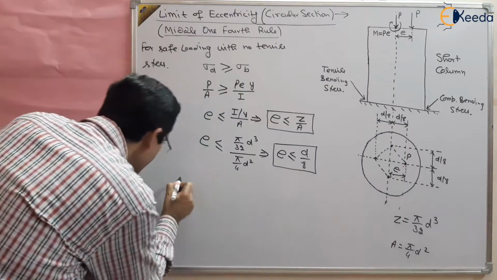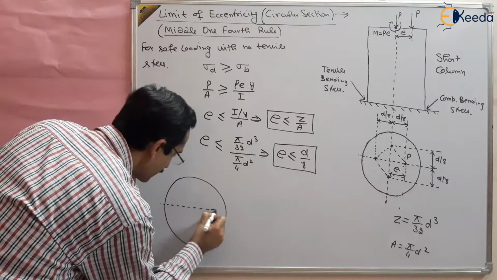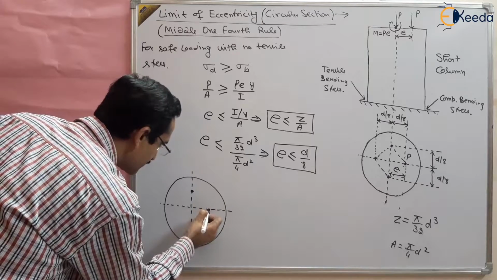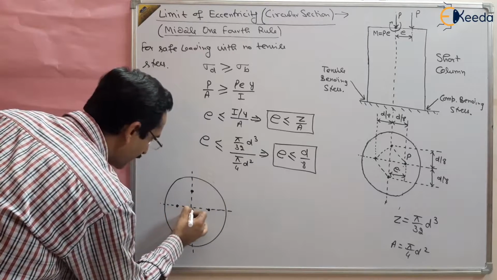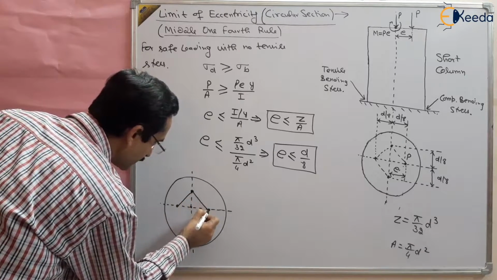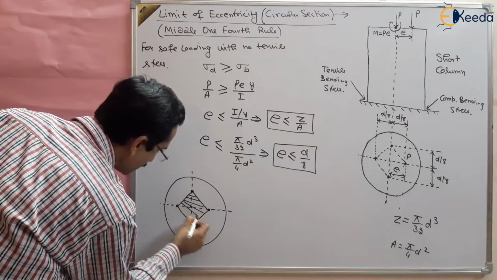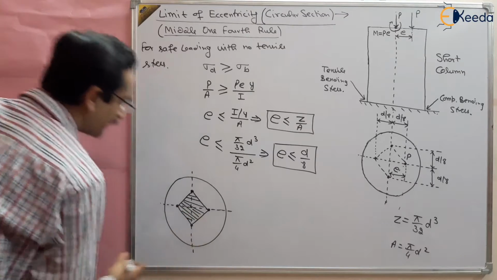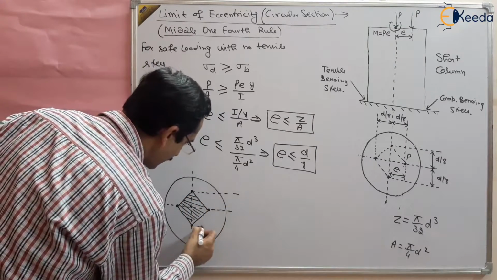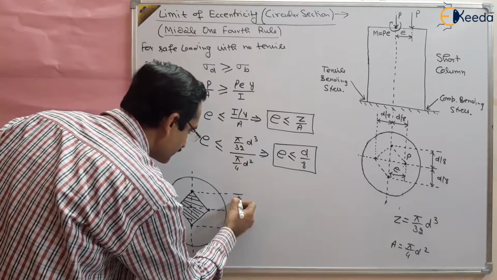So basically we are getting a kern, an area in which we are safe and there is no tensile load. This and this, d by 8 from the center, d by 8 from center on all sides. So this area is a safer zone where only compressive stresses are there and no tensile stress is developed in the material, and this area has a diagonal width of d by 8 plus d by 8, this is d by 4. So this is d by 4.